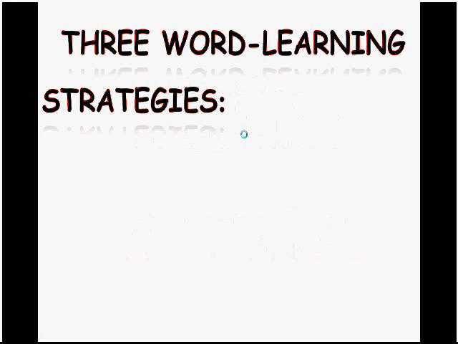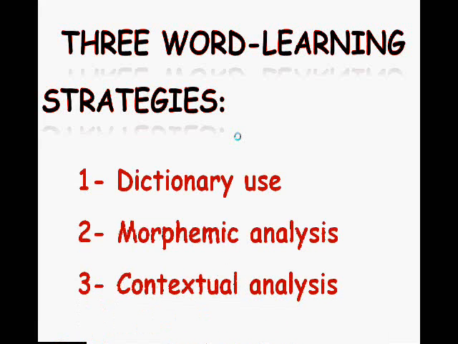So there are 3 word learning strategies, and they are: number 1, dictionary use. So in order to study words or to learn words, you try to use the dictionary. Also, number 2, we have morphemic analysis. I know that you will find the word morphemic a bit strange. You didn't see this word before, but when we explain it later on, you'll find that it's easy and you know what a morphemic analysis is and what a morpheme is.